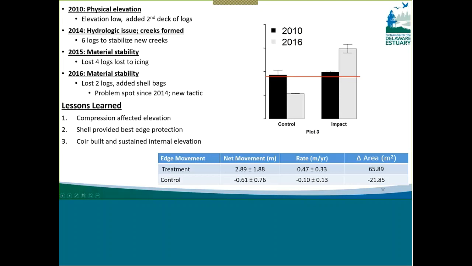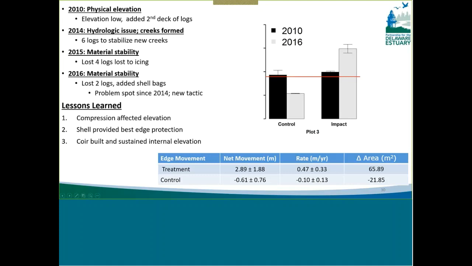So before, in 2010, our control and impact area for this place where we were building the living shoreline were generally at the same elevation. But by 2016, the control kept scouring away, eroding away, and our elevation was getting lower. But in our living shoreline, we brought the elevation up and we kept it up. This mean water line, remember, is like the lower threshold for our target vegetation, so we've been able to maintain position above it. And these internal Coir logs help us do that, help provide the structure by burying them in there.